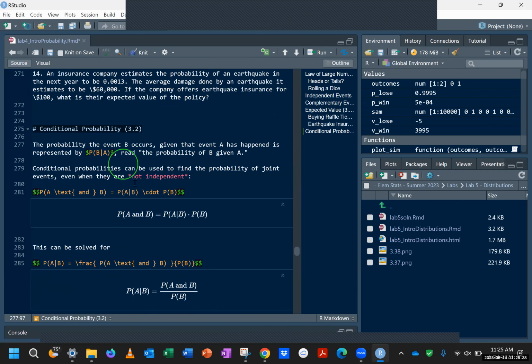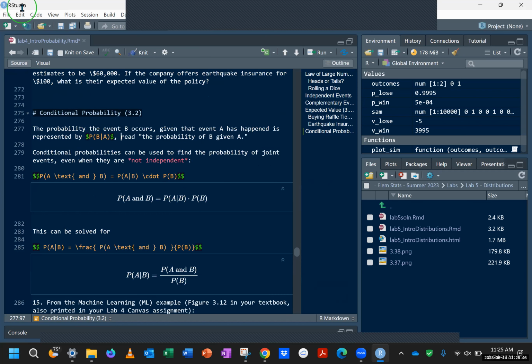So the formula for conditional probabilities comes up when we have events that impact each other. So conditional, you could say, is the opposite of independent. Independent means they don't affect each other. Conditional means they do. So two events are related.